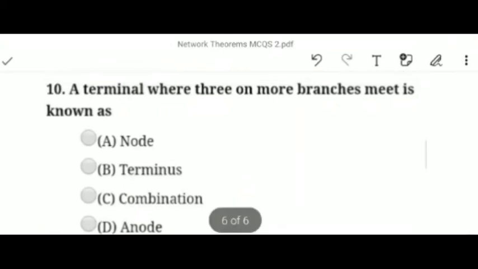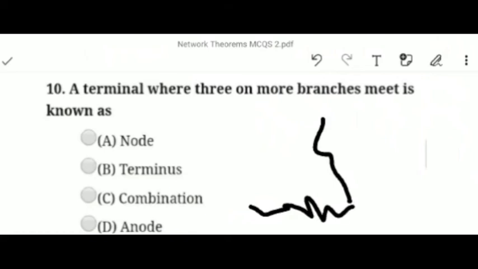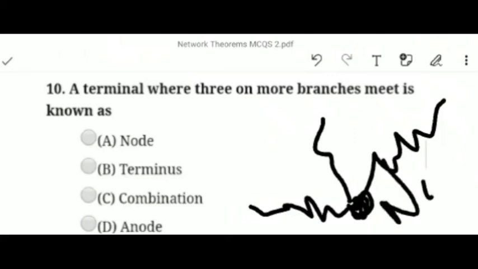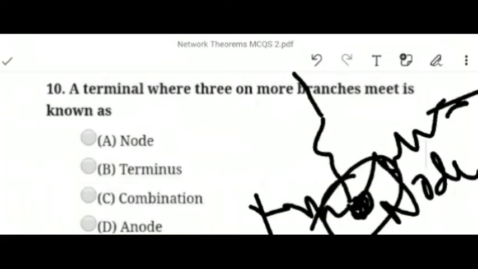Now in the 10th question, a terminal where three or more branches meet is known as. We should know that a terminal where three or more branches meet is called a node. That point is called a node. So option A will be the correct answer.